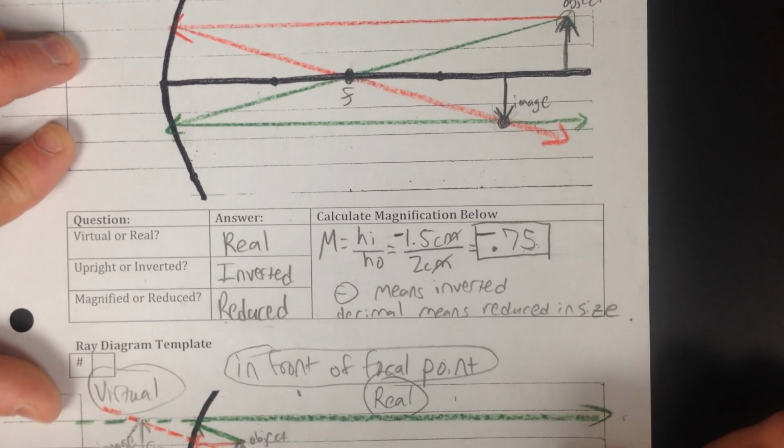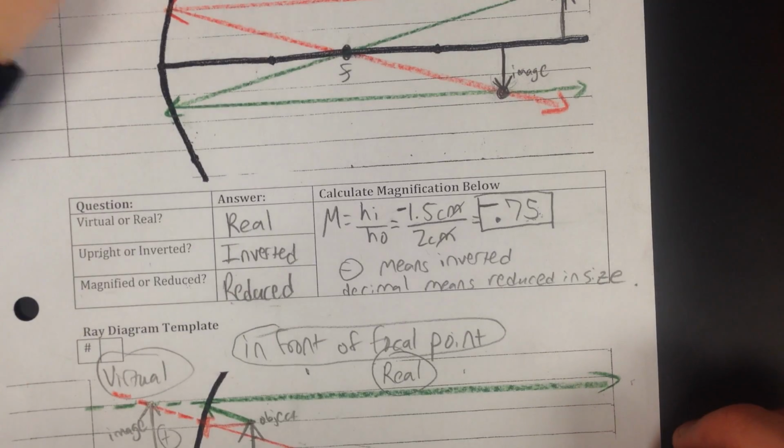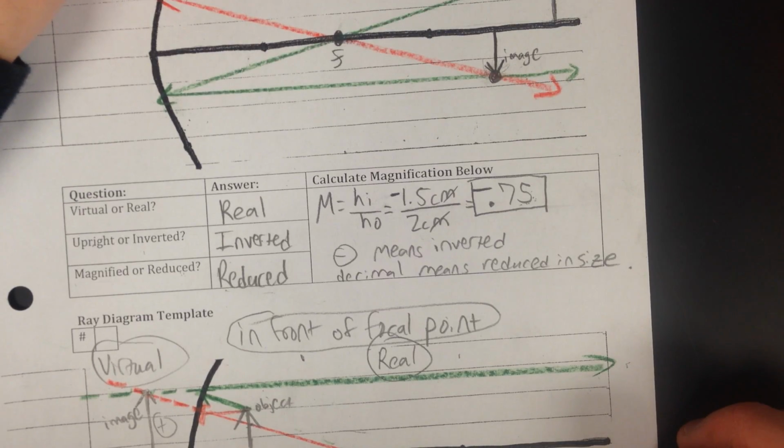Thanks, guys. Now you can do through number 9 on the ray diagram templates, and there's some more questions after that.